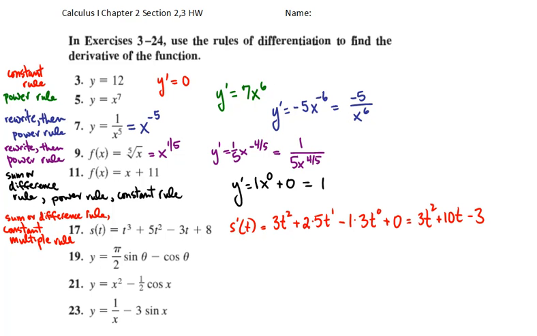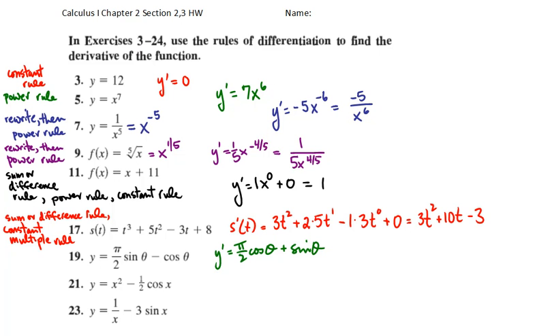Now we basically covered all of the fundamental rules here. The constant rule, the power rule, the sum or difference rule, the constant multiple rule. And now we have the trigonometric functions sine of theta and cosine of theta. Well, remember the derivative of sine of theta is cosine theta. And so pi over 2 sine theta will use the constant multiple rule. So the derivative of pi over 2 sine theta is pi over 2 cosine theta. The derivative of cosine theta is negative sine theta, so the derivative of negative cosine theta is positive sine theta. And so I skipped a step in there.